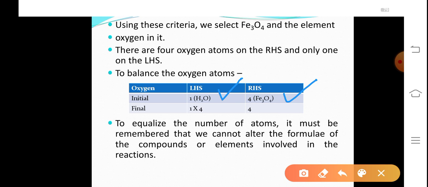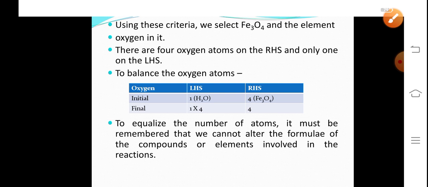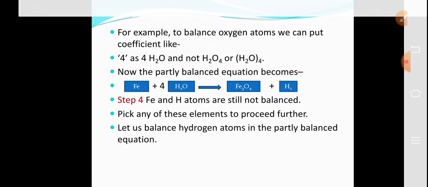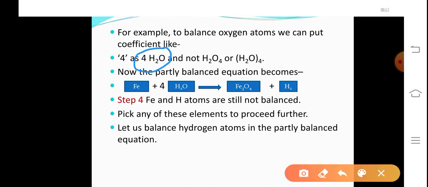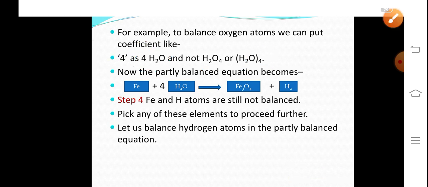So what we can do? We can multiply by 4 on the left hand side so that the number of oxygen atoms becomes equal. To equalize the number of atoms, it must be remembered that we cannot alter the formula of the compounds or elements involved in the reactions. For example, to balance the oxygen atoms, we can put the coefficient 4 in front of the water. This is the correct way. But we cannot do it like this. We cannot put 4 in subscript. Why? Because this will change the chemical composition of the molecule.